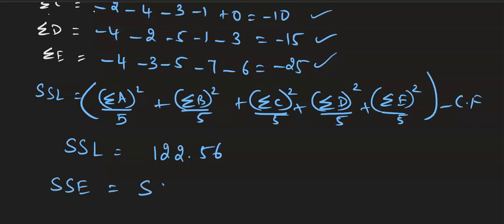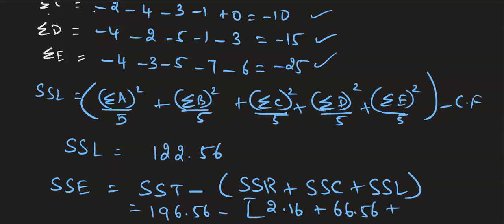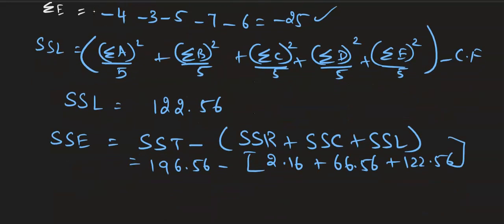SSE normally what we will do? SST minus SSR plus SSC plus SSL. You can write in any order because it is a summation. So what we got is 196.56 minus, your R is 2.16 plus, I'm writing all the values, and this calculation value is nothing but 5.28. Just check by yourself.